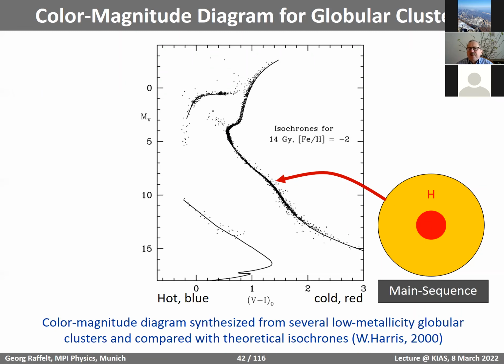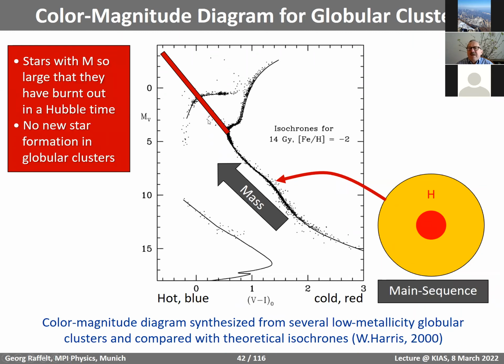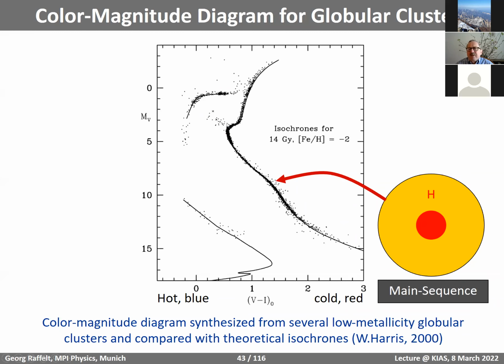greater brightness. The stars up here are no longer there because these are the stars with bigger masses that would have burned out already within the age of the universe, within Hubble time. The globular cluster has no gas, so it does not form new stars, because all the gas has been blown out by supernova explosions. Therefore, at the main sequence turnoff we see the largest mass that has survived since the formation of the globular cluster for Hubble time. The main sequence turnoff tells us the age of a globular cluster.